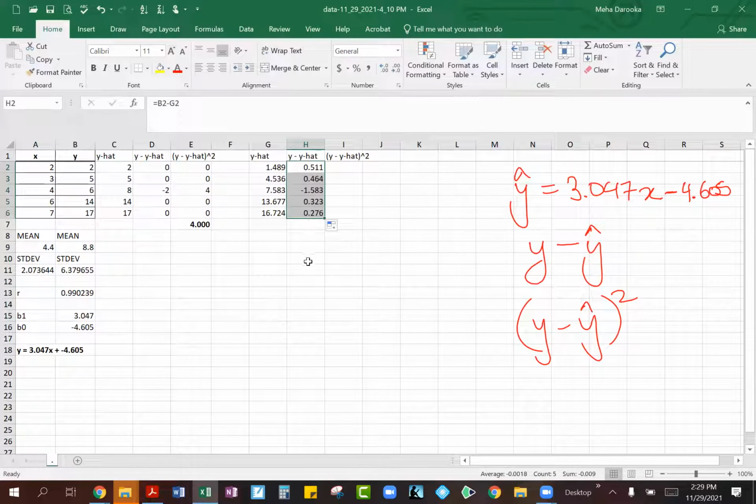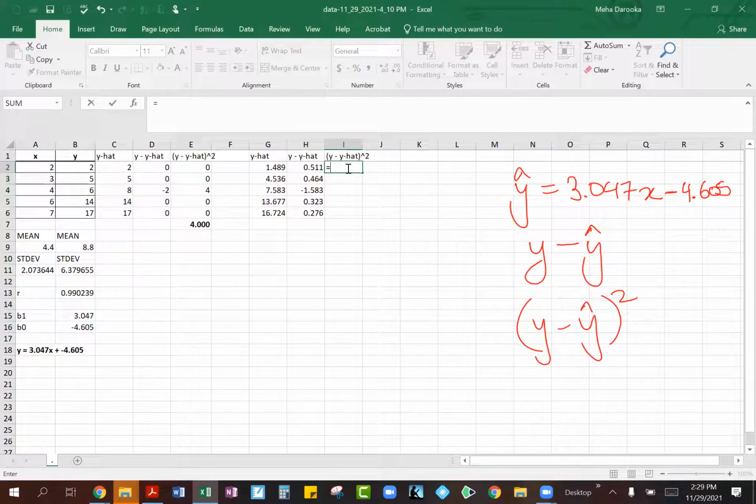Bring this down. Now look at that. All of these distances were 0 except for that third point where you had -2. But now with this better approximation, we don't have zeros anywhere, right? Now the next part is where you take the square of these subtractions.